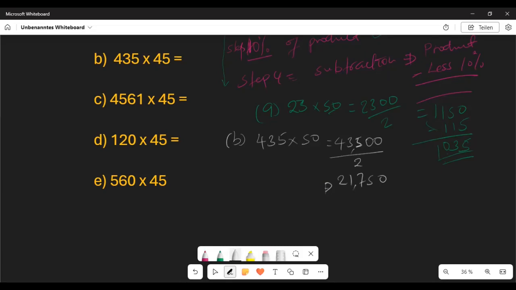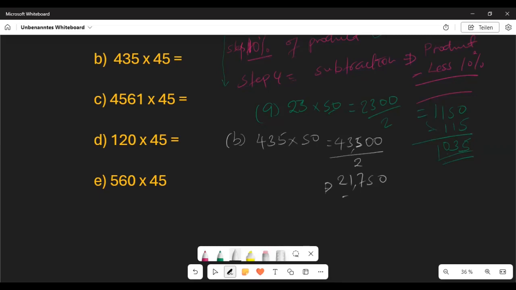But then we want to find what is 10% of this number. That means we multiply this number by 10 over 100. So basically, we are just going to cancel one 0, and then we have here 2,175. So that's what we're going to subtract there.